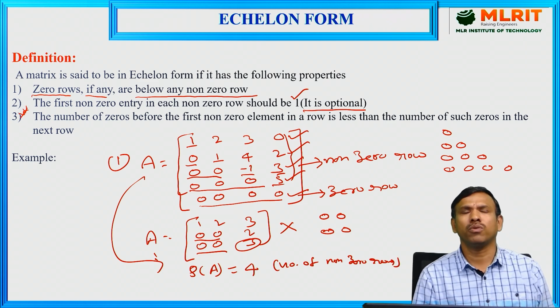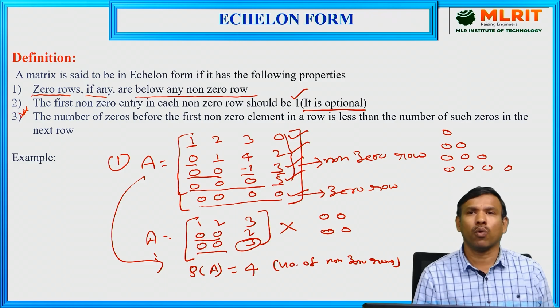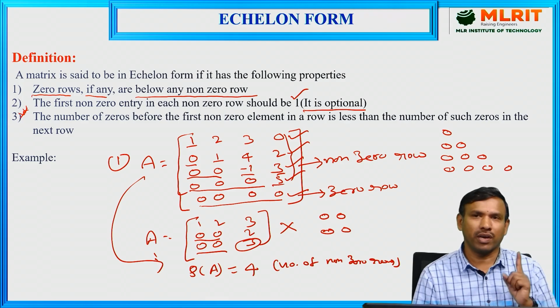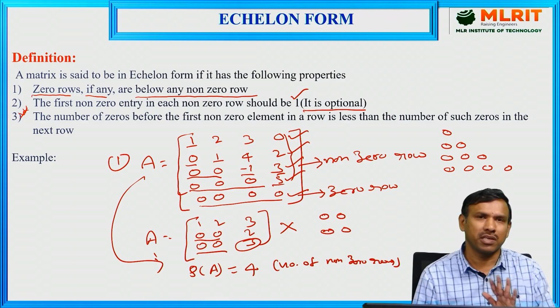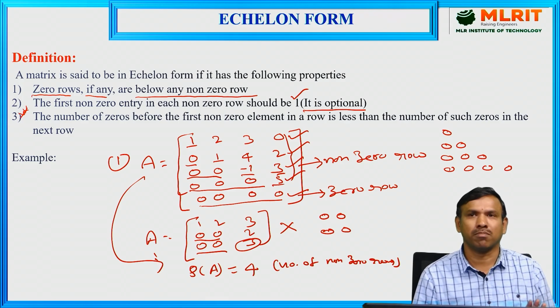Then how to convert the given matrix to echelon form? We can apply only row transformations. In order to convert the given matrix to echelon form, we can apply only row operations. Column operations are not allowed. Interchange, multiply by some number, or add or subtract to the corresponding elements of some other row. These three we can do. So far we have discussed the elementary operations.